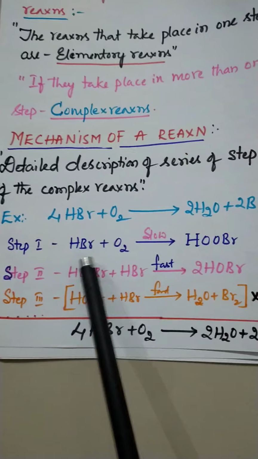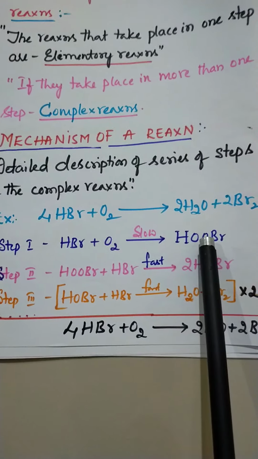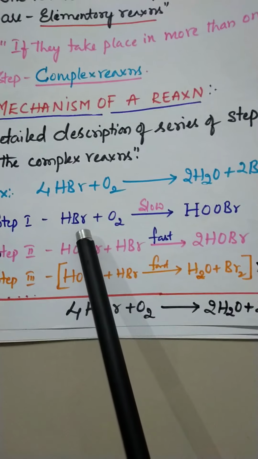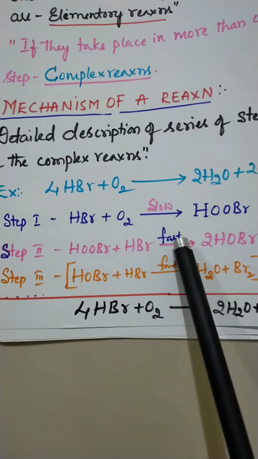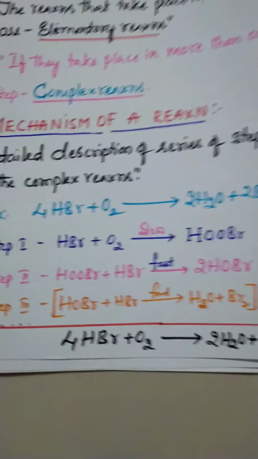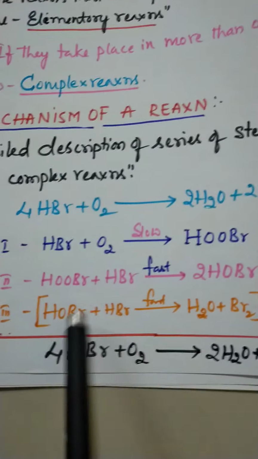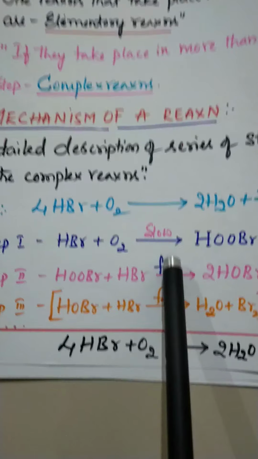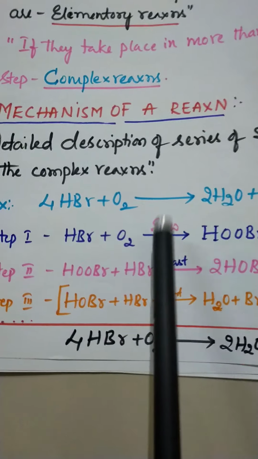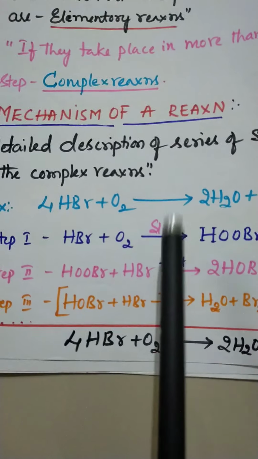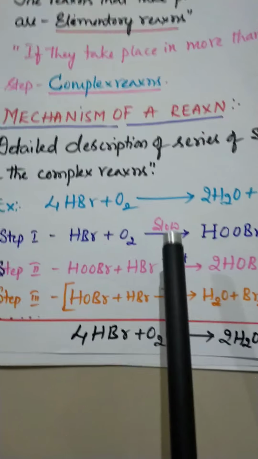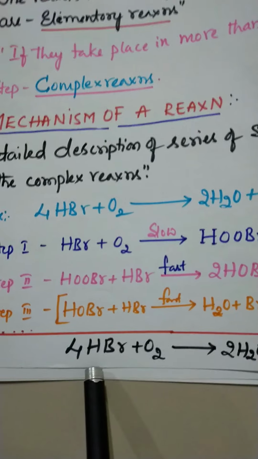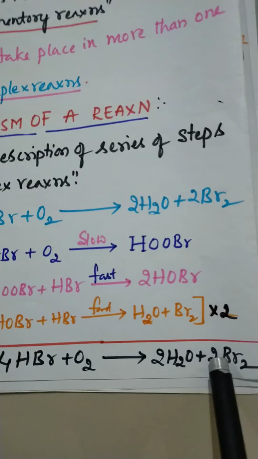Observe here. First HBr reacts with oxygen. It forms HOOBr. It is a slow reaction. The second, the same HOOBr reacts with one more molecule of HBr. This is a fast reaction. It forms HOBr. Again HOBr reacts with HBr. It forms H2O and then Br2. It's a fast reaction. Here 2 reactions are fast and one is a slow reaction. The slow reaction is the rate determining step of the complex reaction in the mechanism. So you should remember the different steps. The total reaction is like this: 4HBr plus O2 gives two water molecules and bromine.